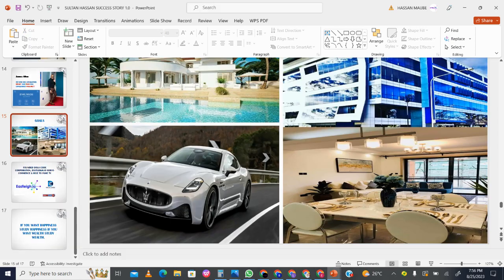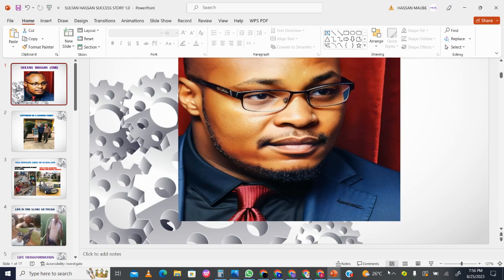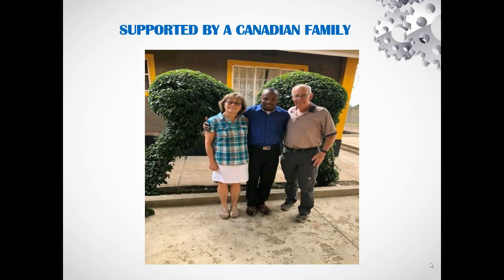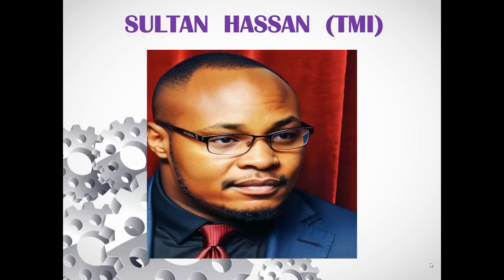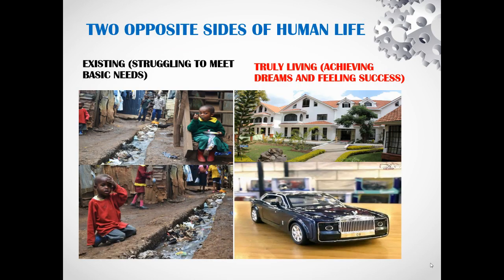And before that, guys, I will quickly rush you through my story, how I began the business, and how I grew up to where I am today. By name, I'm Hassan Maube. And before I came to be who I am today, I was supported by a Canadian family. My parents died when I was a little boy, and it was a bit difficult being born in African society. There's a lot that happens along the way, so I had to really do my best.